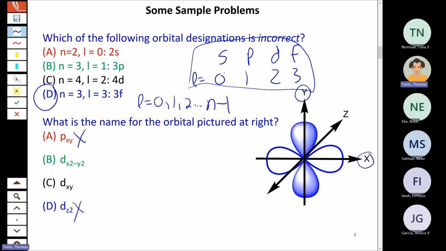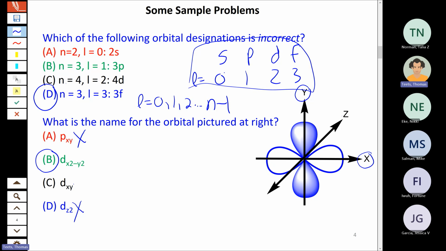So the one that has the lobes directly along the axis, directly along y, directly along x in this direction, that would be dx squared minus y squared. dxy looks exactly identical to this, but it's rotated 45 degrees, where the lobes would be in between the axes. So the other 4-leaf clover-shaped d orbitals, dxy, dxz, and dyz, all have that sort of arrangement where their principal lobes are not right along the axis, but 45 degrees rotated in the plane and in between the axes. So those are the two that are probably the hardest to remember and hardest to distinguish.